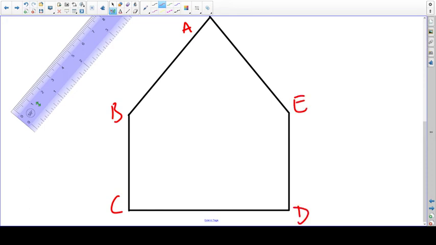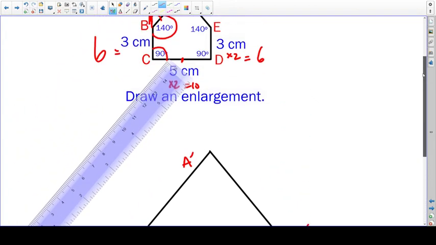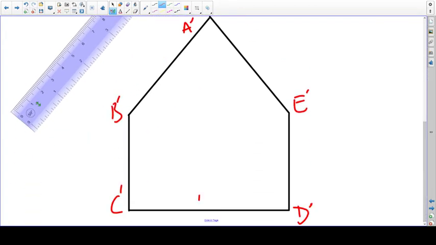But this isn't A, B, C, D, and E. It's A prime, B prime, C prime, D prime, and E prime. Okay? And the lengths are 10 centimeters, 6 centimeters, 6 centimeters, 8 centimeters, and 8 centimeters. That's how we draw an enlargement.